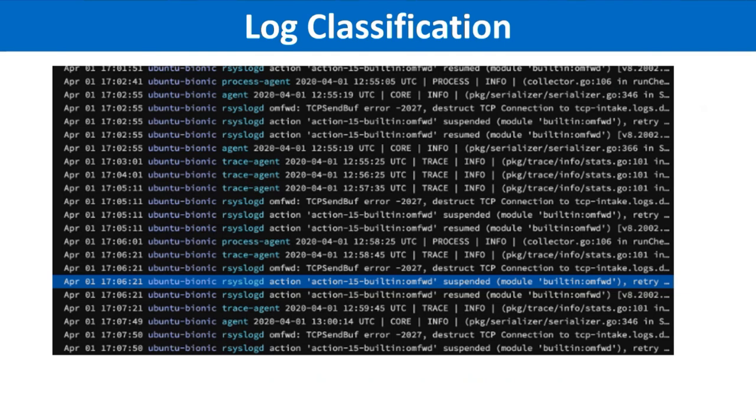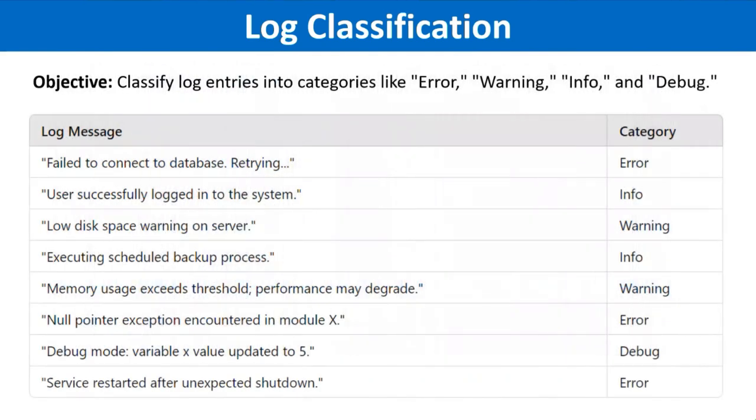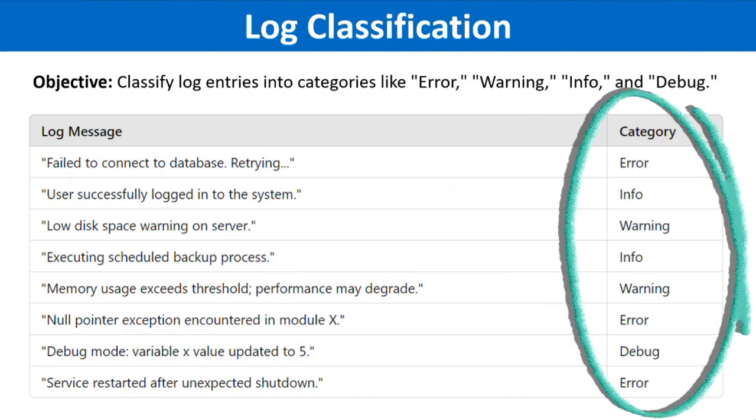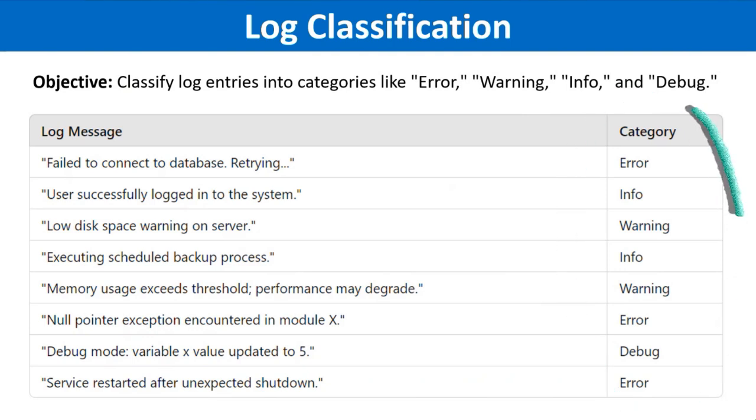Another example of text classification is log classification. Imagine you are monitoring a software system and your task is to analyze the log file. Here, the objective is to classify system log files into different categories like error, warning, debug, or info.